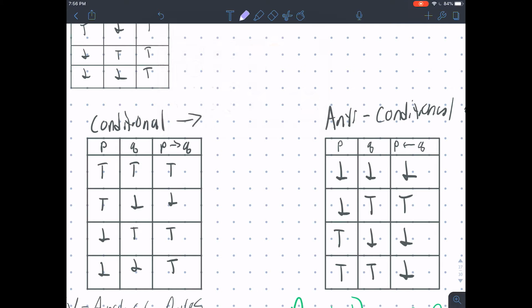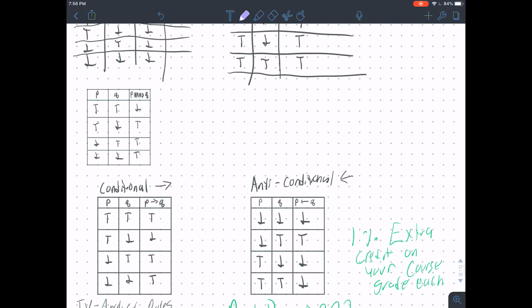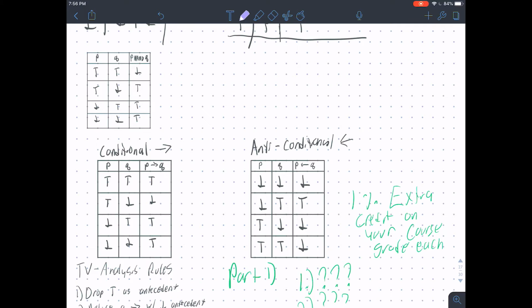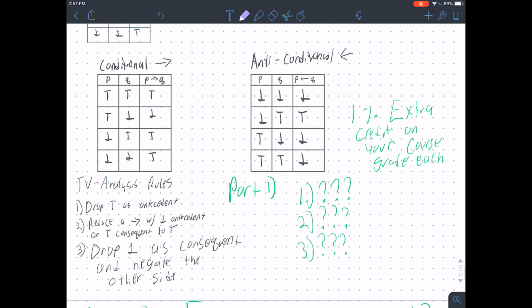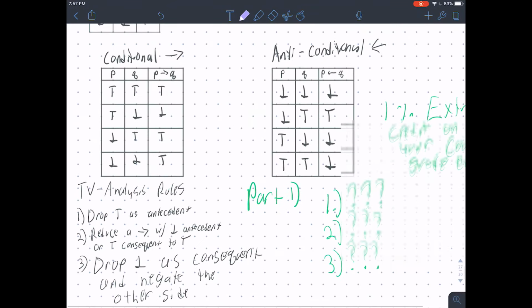So if we take the conditional and look at our truth table for it right here, you should all be familiar with it by this point. The dual of the conditional, what we get if we switch all the truth values around in our truth table for the conditional, I'm calling the anti-conditional. If we represent the conditional with an arrow going from the left to the right, we will represent the anti-conditional with an arrow going from the right to the left.